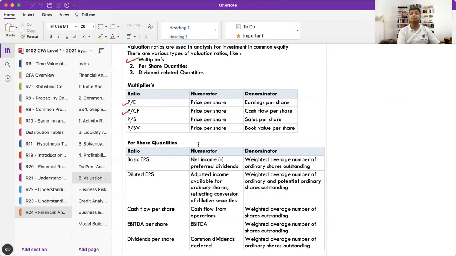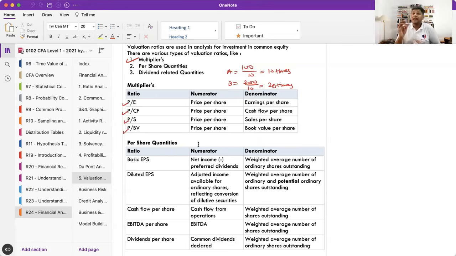P to CF, which is price to cash flow, price to revenue, price to book value. So they are going to give you a multiplier. If your price is $100 and your earning is $10, I will say my P/E ratio is 10 times for company A. For company B, let's say price is 200 divided by 10, I will say 20 times. So my conclusion will be company A is valued at 10 times for every dollar of earnings. Company B is valued at 20 times for every dollar of earnings. Is that clear? So I can say company B is relatively more costly than company A in this case.